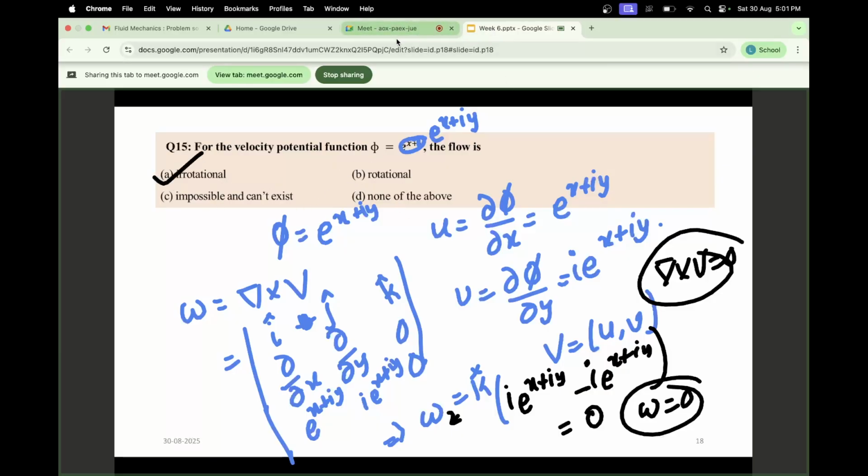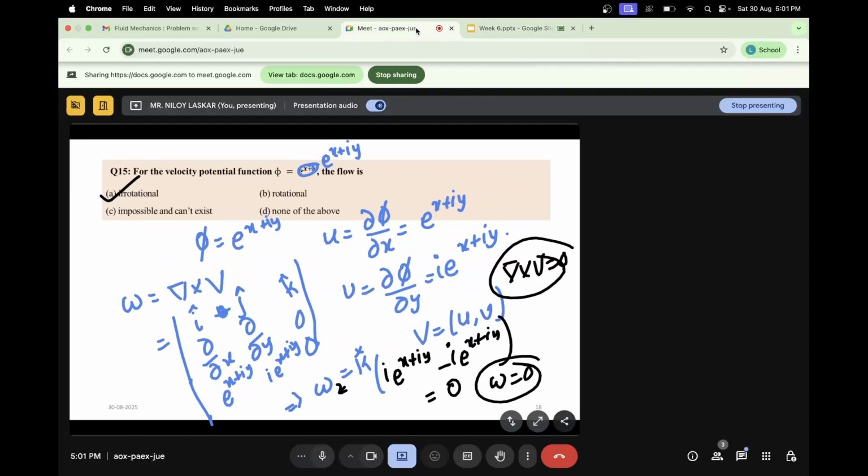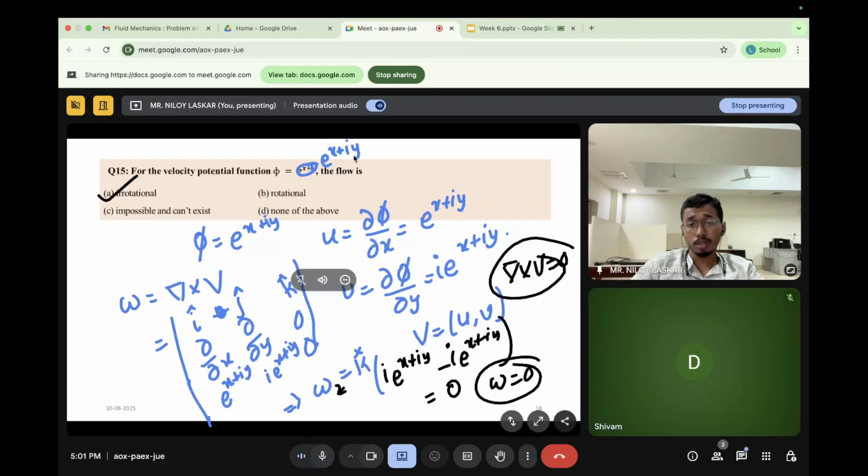So Shivam, I think your answer is also correct, because I mistakenly wrote this question as x plus y and it should be x plus iy. Now do you understand this thing? Okay.